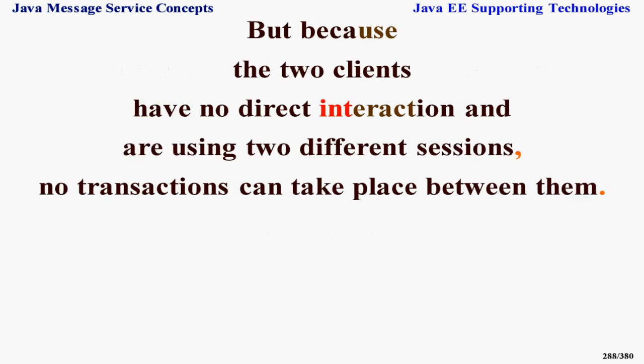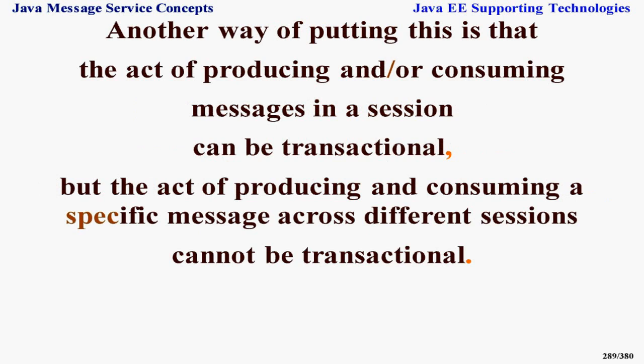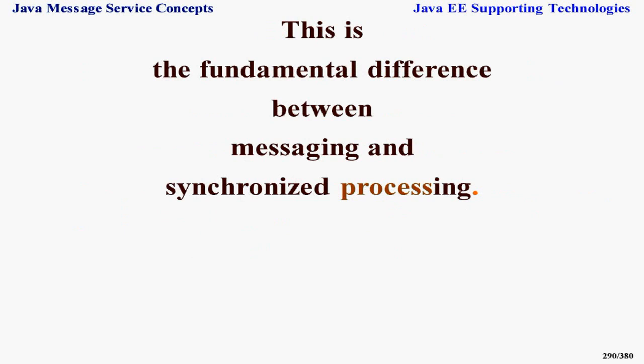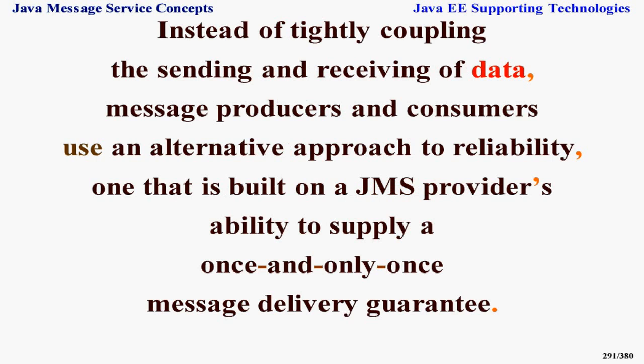But because the two clients have no direct interaction and are using two different sessions, no transactions can take place between them. Another way of putting this is that the act of producing and/or consuming messages in a session can be transactional, but the act of producing and consuming a specific message across different sessions cannot be transactional. This is the fundamental difference between messaging and synchronized processing. Instead of tightly coupling the sending and receiving of data, message producers and consumers use an alternative approach to reliability, one that is built on a JMS provider's ability to supply a once-and-only-once message delivery guarantee.